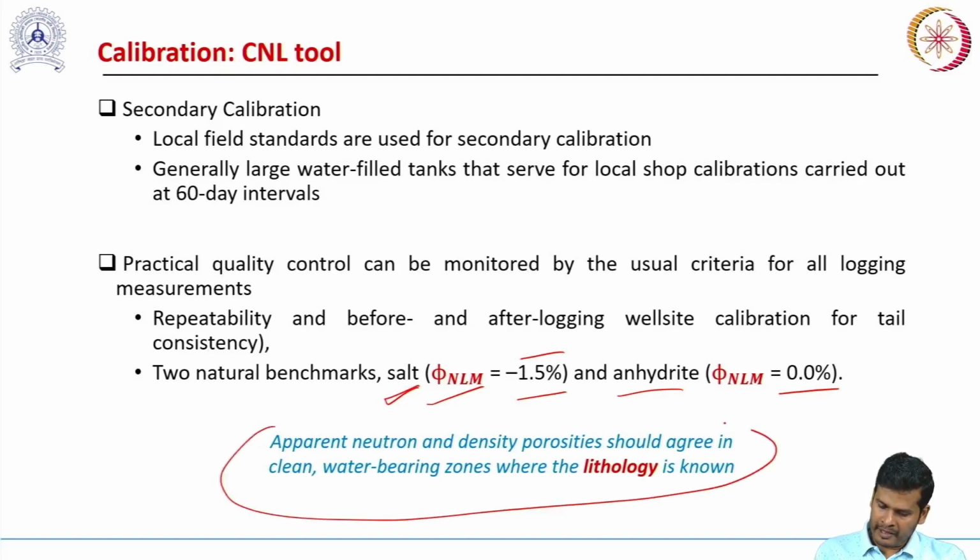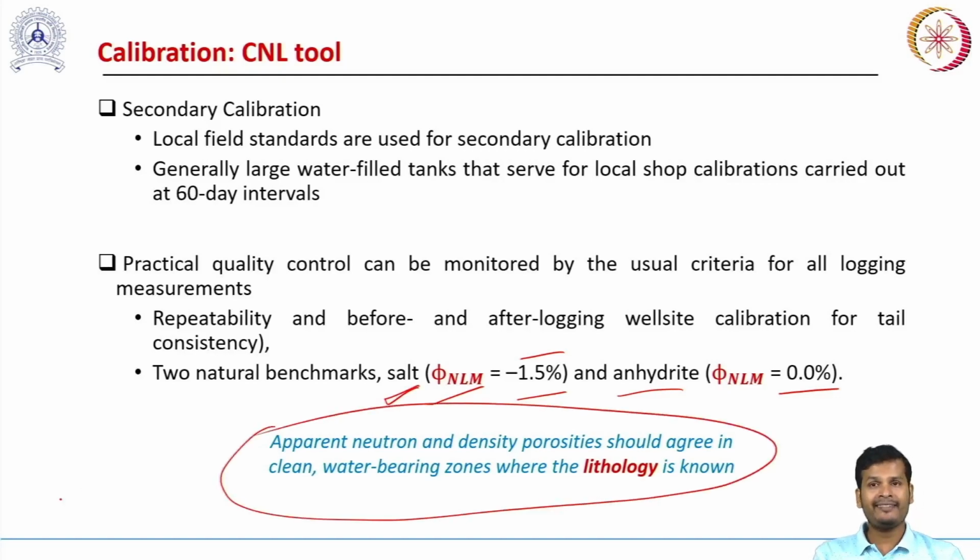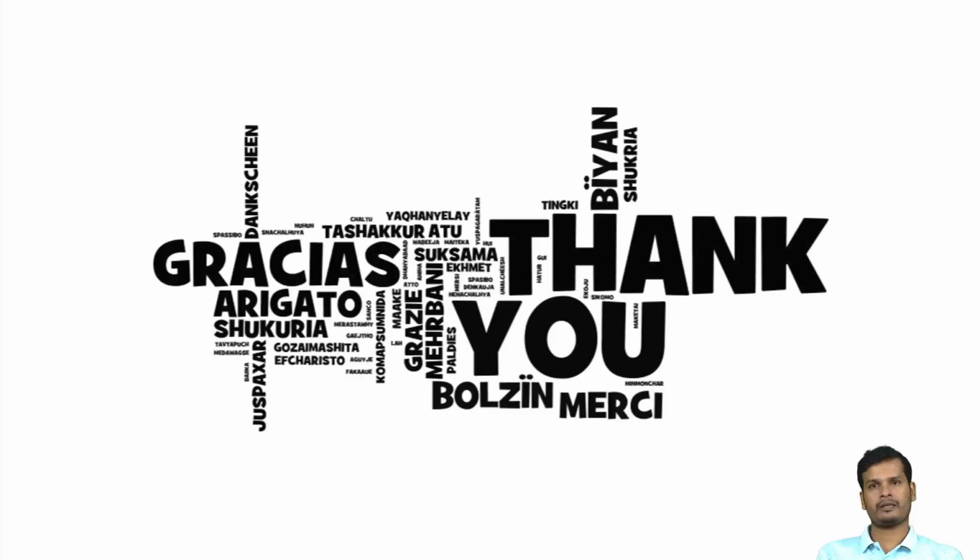And apparent neutron porosity and density porosity should always agree in clean water bearing zones where the lithology is known. That means we can take the porosity values from density log data and we can take the porosity values from the neutron logging data by applying the right matrix setting. That means rho MA in the density log, or the matrix in the neutron log, is known to us. This must agree for both the neutron logging tool and the density logging tool in a clean water bearing formation.